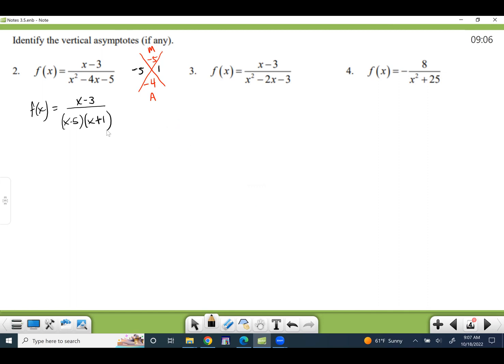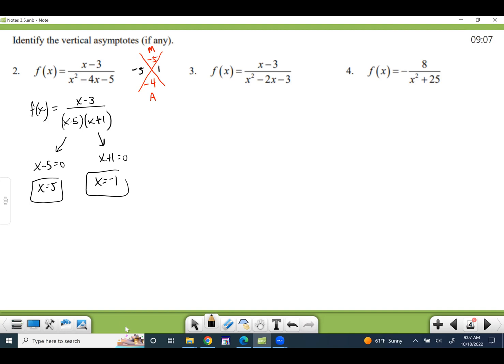Okay, so step 1, factor, is done. Step 2, cancel. There's nothing I can cancel. If this 5 had been a 3 instead, then I would have just crossed those off, but it's a 5, so I can't cancel. Then step 3 is to set just the bottoms equal to 0. So we get x equals 5, and x equals -1. Those are going to be where our vertical asymptotes are.